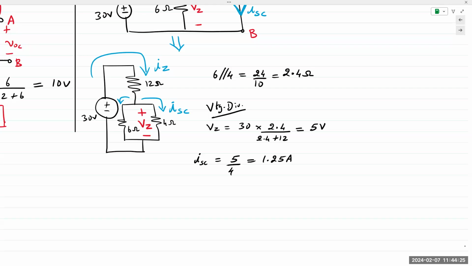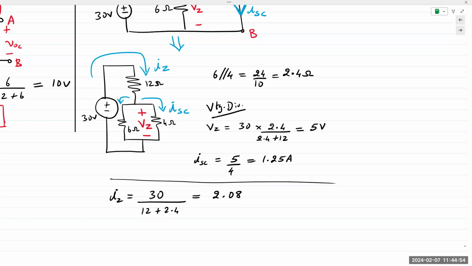So if I wish to apply current division, I need to find IZ first, right? I need to find IZ. IZ would be given by 30 volts divided by 12 plus 2.4, and that gives me 2.0833 amps.